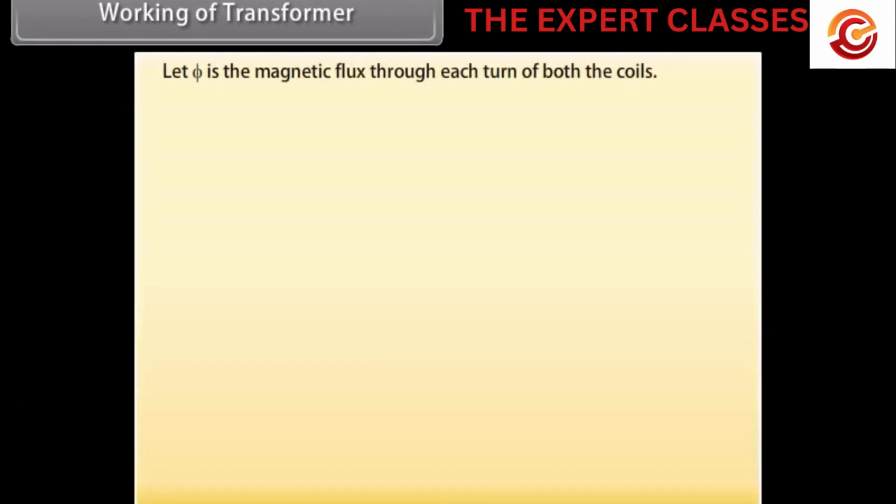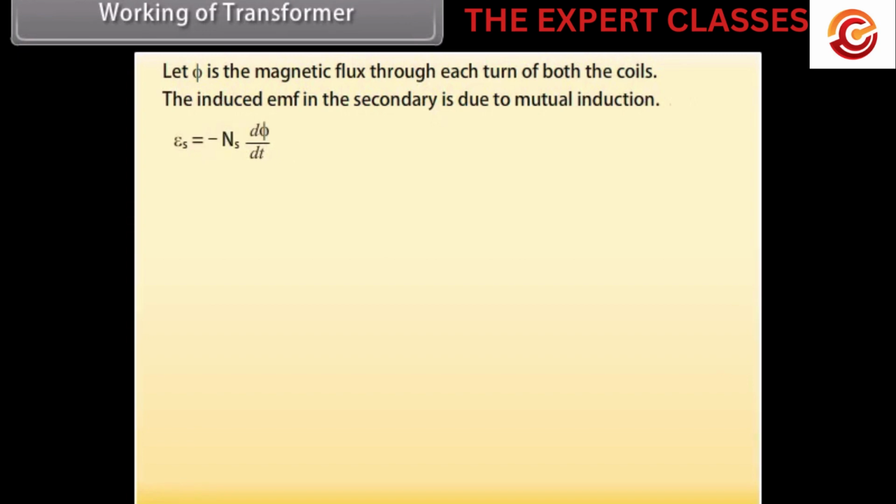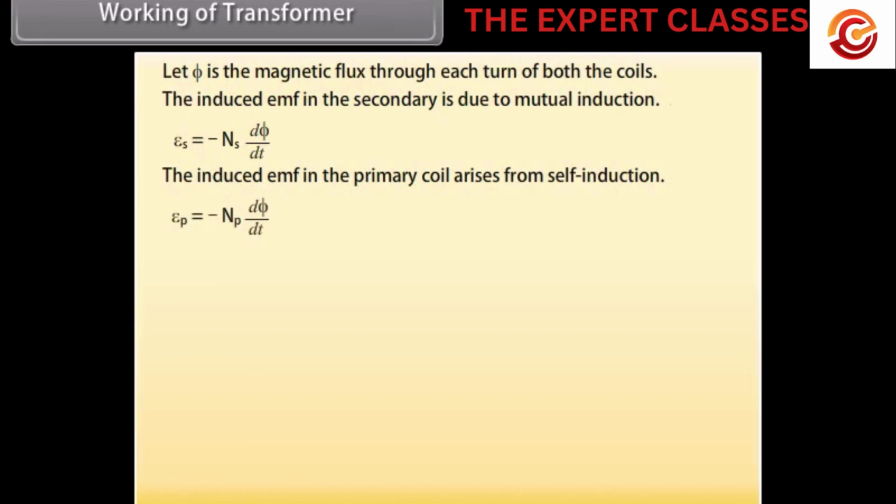Let phi be the magnetic flux through each turn of both the coils. The induced EMF in the secondary is due to mutual induction: ES = -NS dφ/dt. The induced EMF in the primary coil arises from self-induction: EP = -NP dφ/dt.